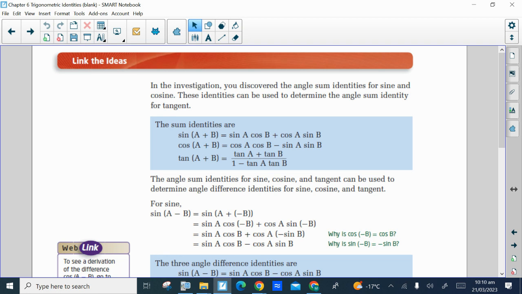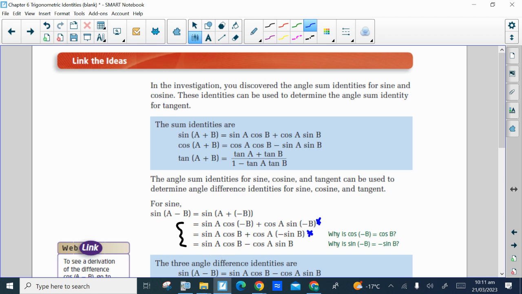And then you get the difference identities by taking the sum identities and replacing b with negative b. So in the case of the sine of a plus b, to make that become sine of a minus b, you replace the b with negative b. So replace that b with negative b, this b with negative b, and that b with negative b. And so that is down below here, the steps for that.